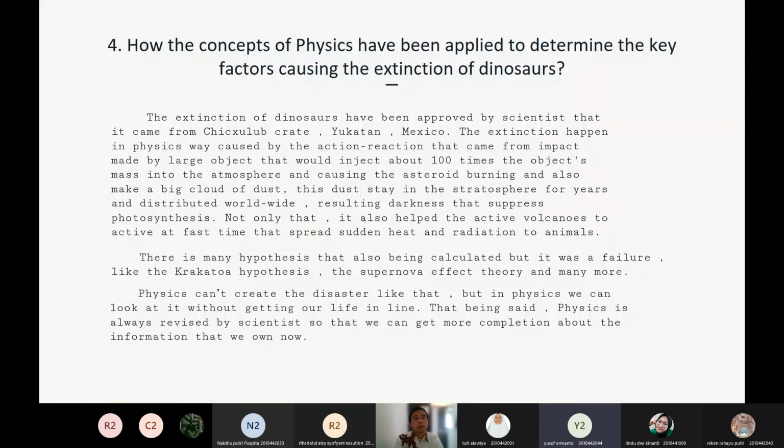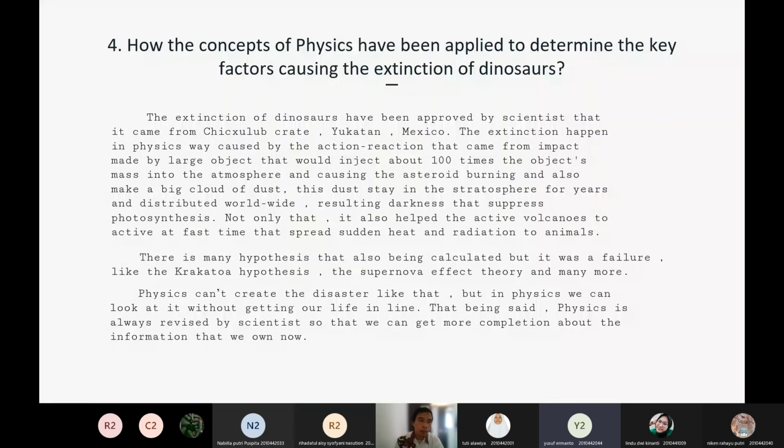The extinction of dinosaurs has been proven by scientists to have come from the Chicxulub Crater, Yucatan, Mexico. The extinction happened in a physics way, caused by the action-reaction from the impact made by a large object that would inject about 100 times the object's mass into the atmosphere, causing the asteroid to burn and also making a big cloud of dust.